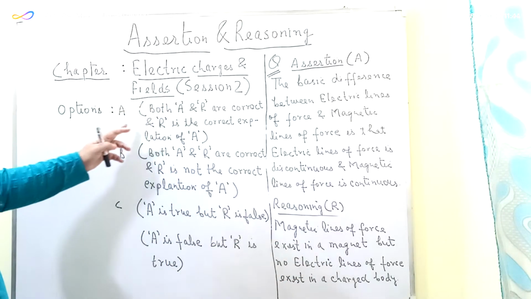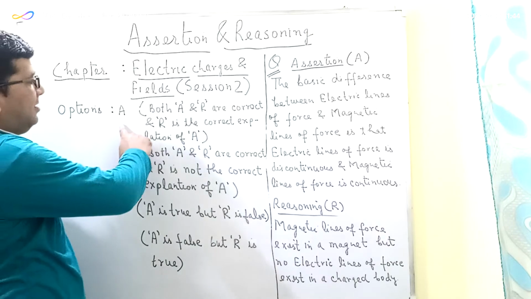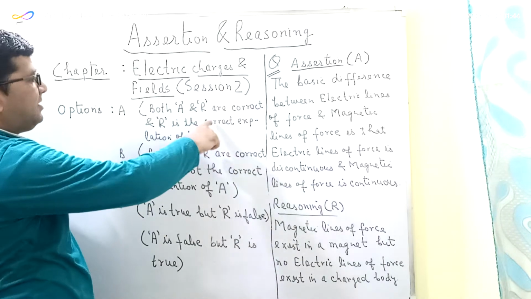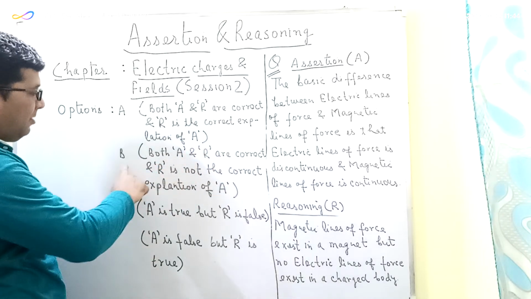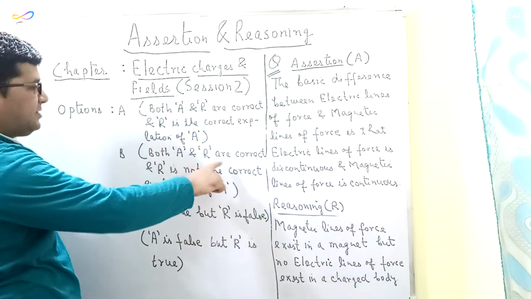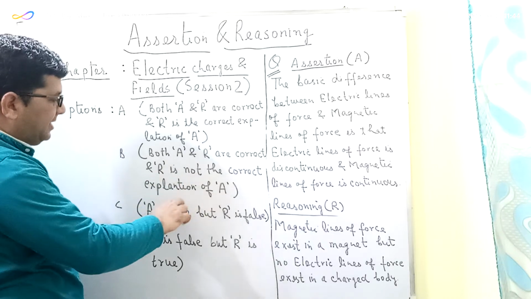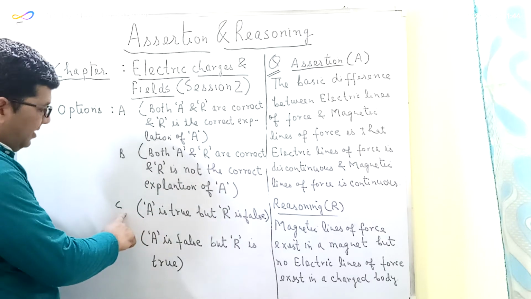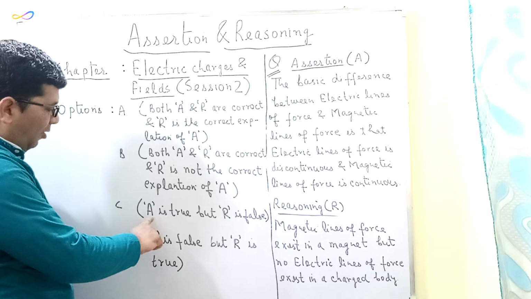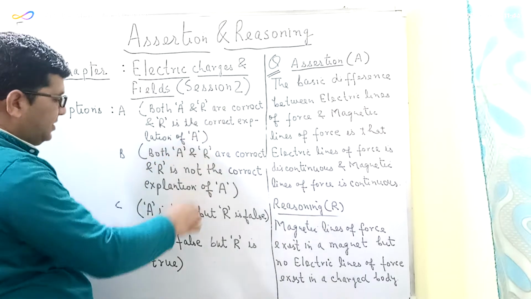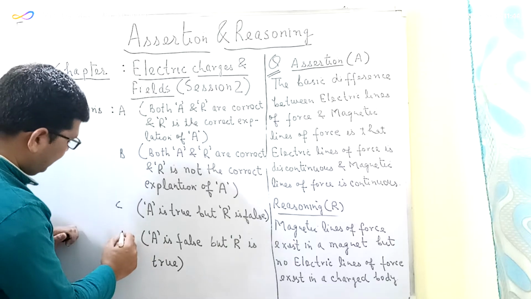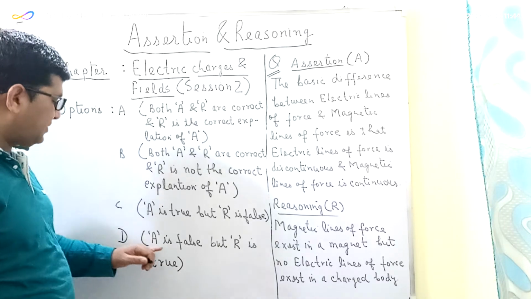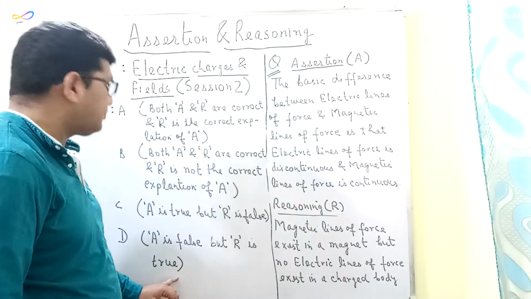So here there are four options. Option A: both the assertion and reasoning are correct and R is the correct explanation for A. B: both assertion and reasoning are correct and R is not the correct explanation of A. C is the option in which A, that is the assertion, is true but the reasoning is false. And the fourth option is D, in which the assertion is false but the reasoning is true.